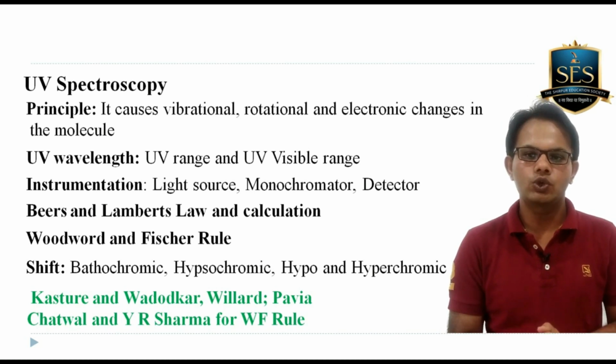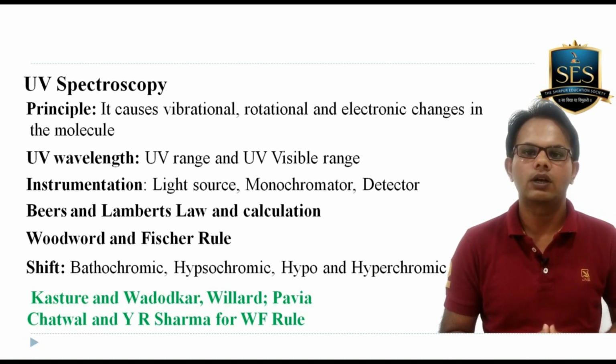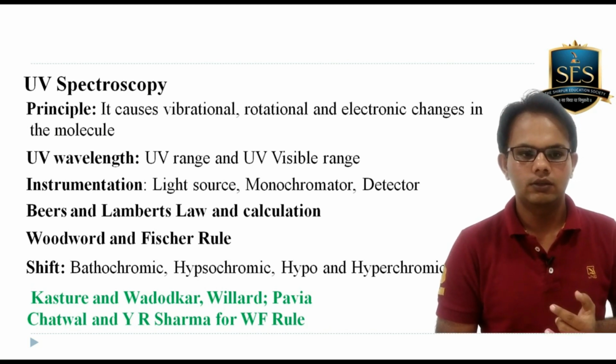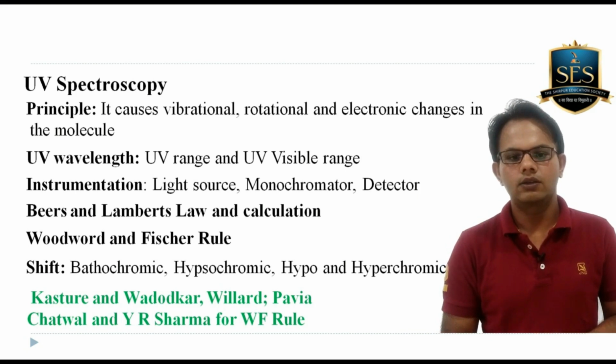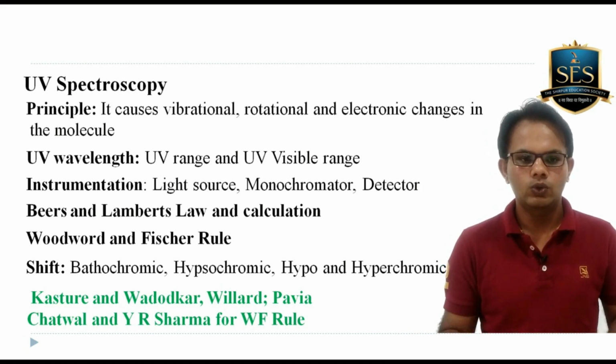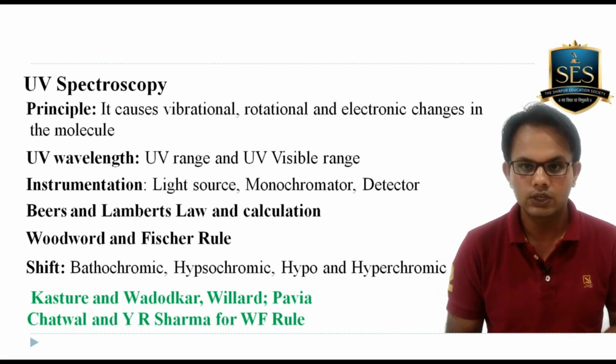The next topic which you should do in UV is shift. There are 3 types of shift observed. The first is the bathochromic shift, next is the hypsochromic shift, and third is the hyperchromic shift. So you should do such kinds of shift as well as shift reagents.